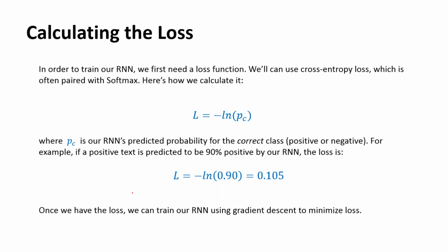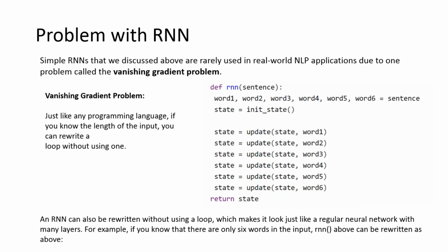All right, so now we understood how to train the model and get the output. We have the loss calculated, and finally we got our neural network trained and got the output. But the problem with simple RNNs that we discussed is that in real world NLP applications, due to the vanishing gradient problem, we cannot use RNN. That's one of the very important aspects: it doesn't solve this problem of vanishing gradient. So let's understand what that problem actually is.